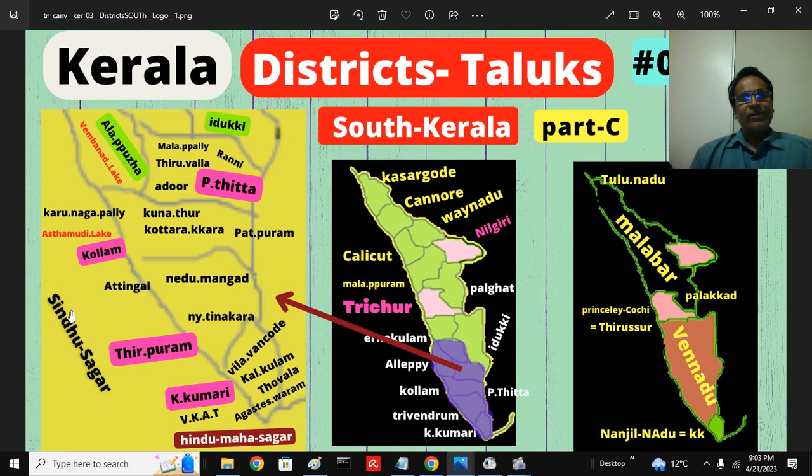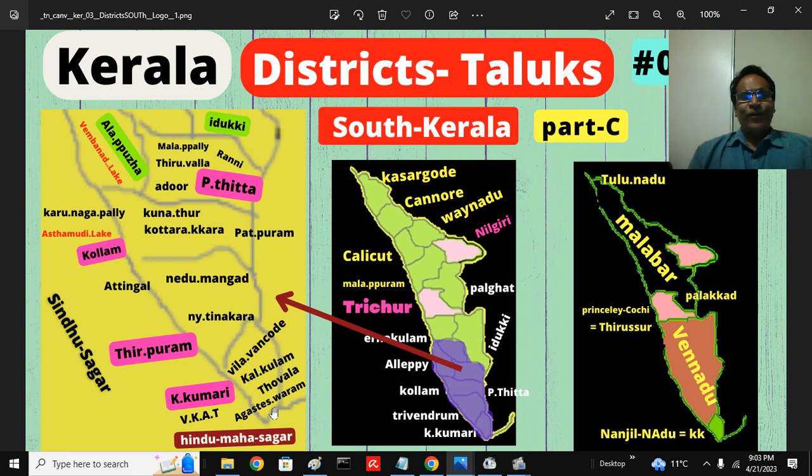This is the Sindhu Sagar, and these are the Sahyadri mountains. This is of course the tri-junction of Sindhu Sagar, Ganga Sagar here, and Hindu Mahasagar. And the Travancore kingdom was a bilingual kingdom. Southern part Tamil speaking, northern part Malayalam speaking. Both cultures coexisted peacefully. Actually, the Kulasekara dynasty started in the Tamil speaking areas in the Padmanabhapuram area.